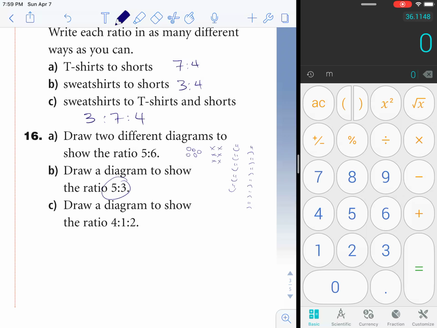Again, could be anything. Letter A's to letter B's. Boys to girls, whatever. Draw a diagram, show the ratio 4 to 1 to 2. Could be anything you want. So 4 check marks to 1 X to 2 question marks.